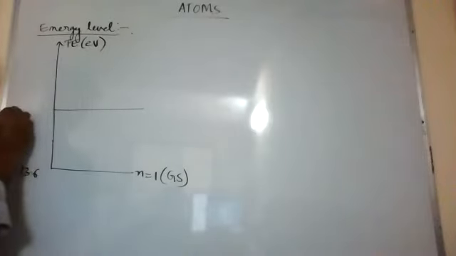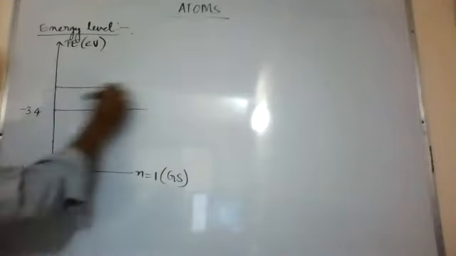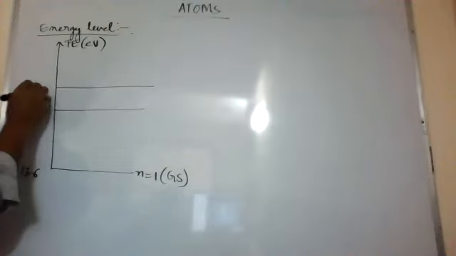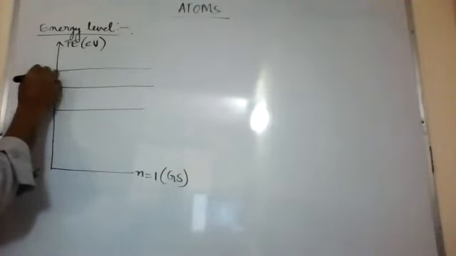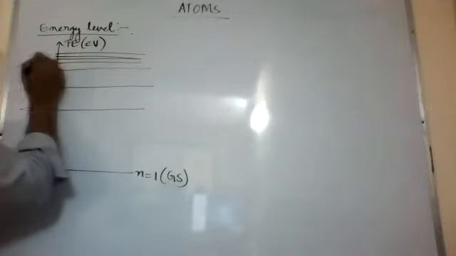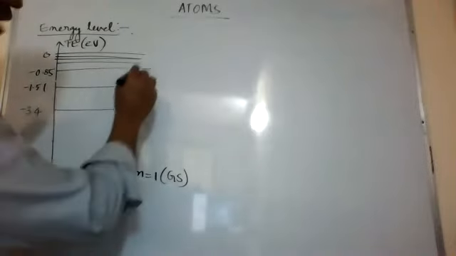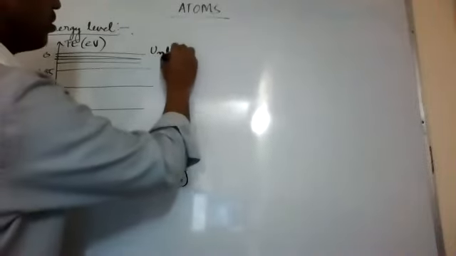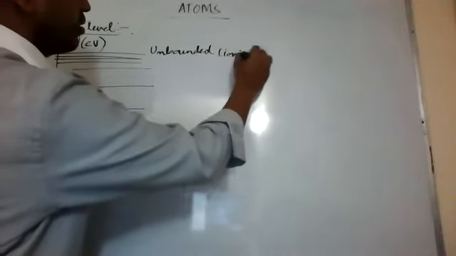Now see the difference. When you substitute 2, it becomes minus 3.4. When you substitute 3, it becomes minus 1.51. If you substitute 4, it becomes minus 0.85. If you continue like that, at infinity it will become 0. So that is the unbound or ionized state.